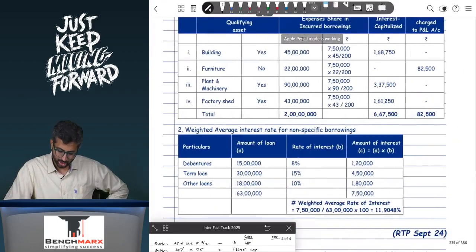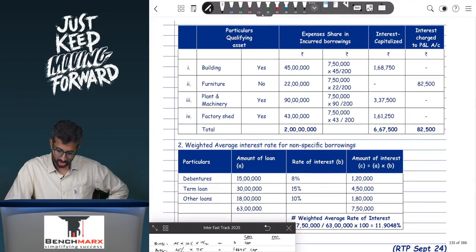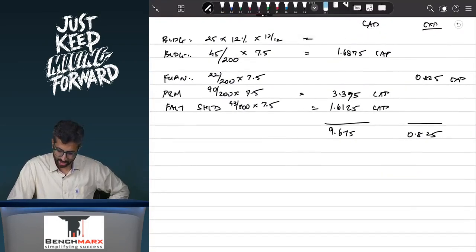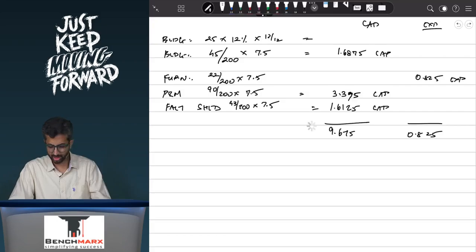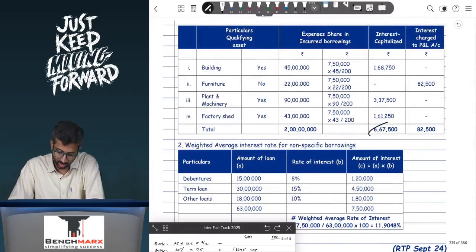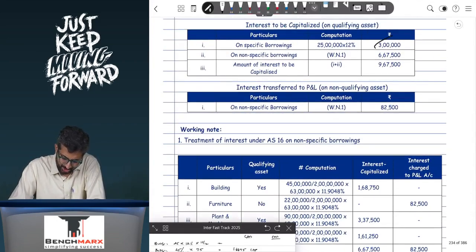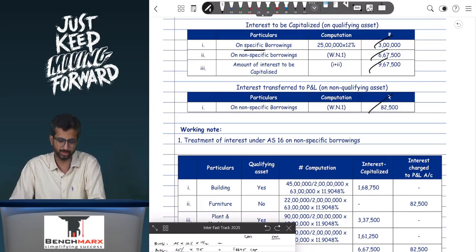So if I go to see over here, okay, this is 6.675. They have kept specific separately. I think if I remove this, it will become 6.675. And then they have separately added 3.0. So this is 6.675 and 82,500. And here you see, they have taken 3 lakhs for specific 67,500, and this is the amount to be capitalized for furniture, 82,500 to be expensed to P&L account.